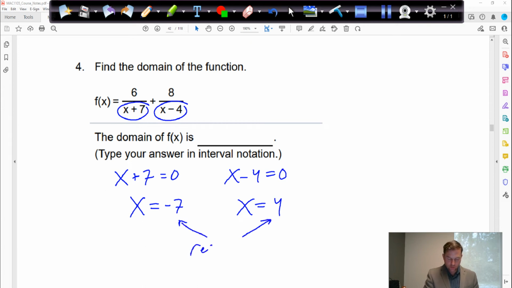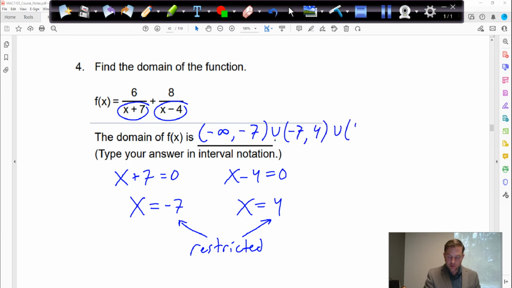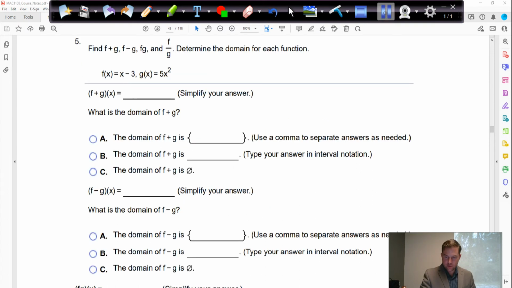These are going to be restricted. We don't want to let x equal that. So in interval notation, we'll start at minus infinity, go until we hit this negative number of minus 7, union that with minus 7 to take us to 4, union that, start at 4, go to positive infinity. So notice we're still starting at minus infinity and ending at positive infinity, but we've got to record these 2 restricted numbers in this fashion.